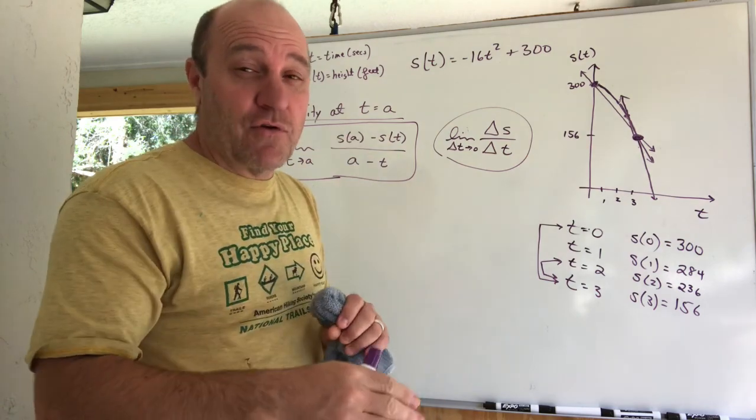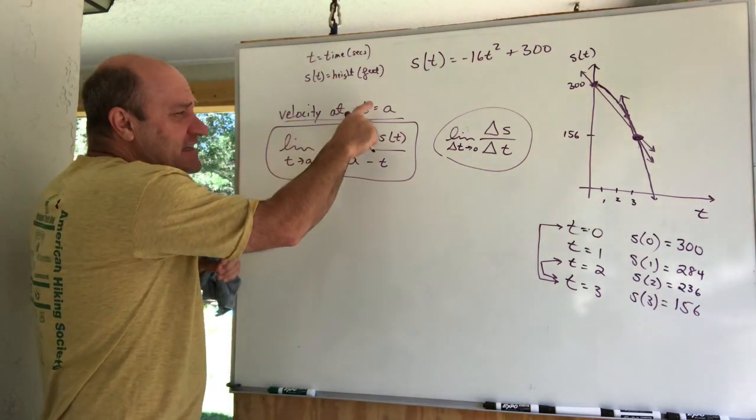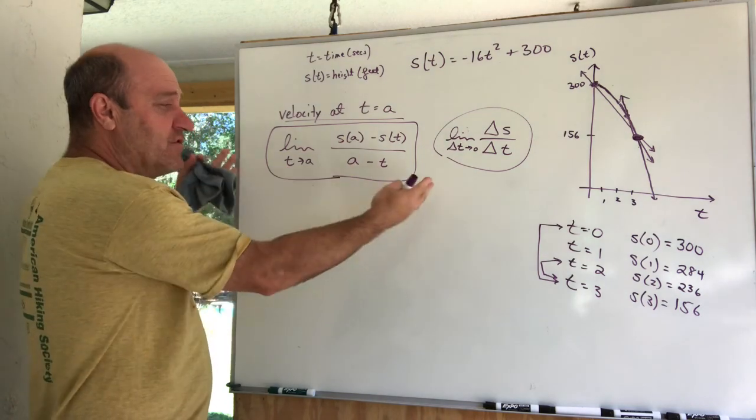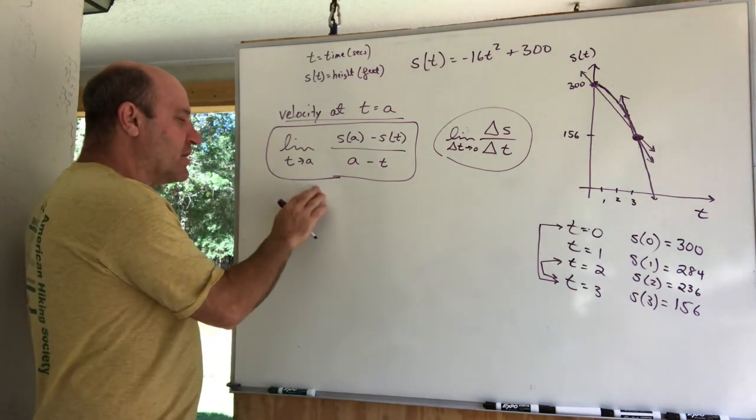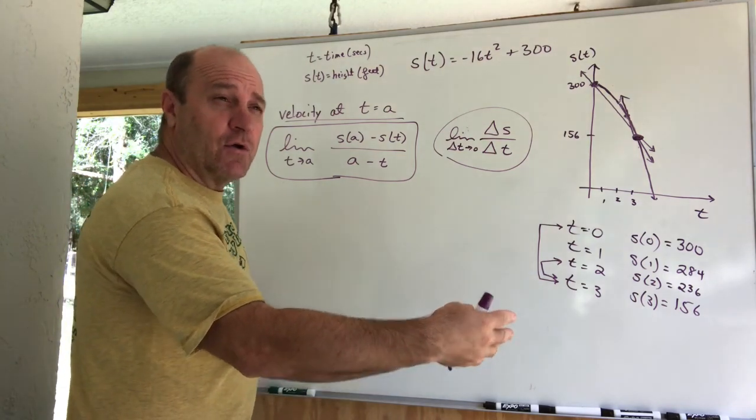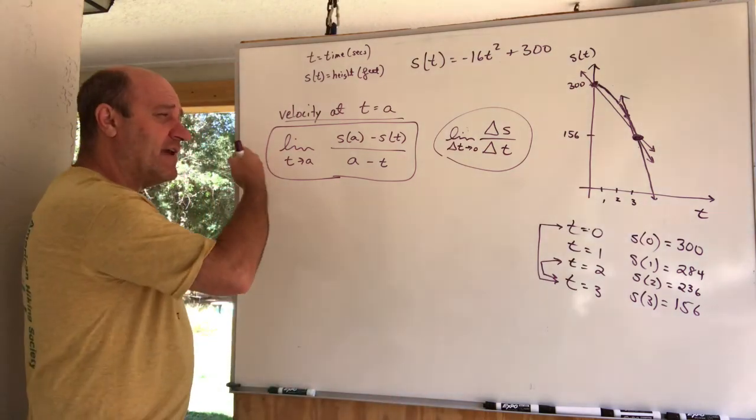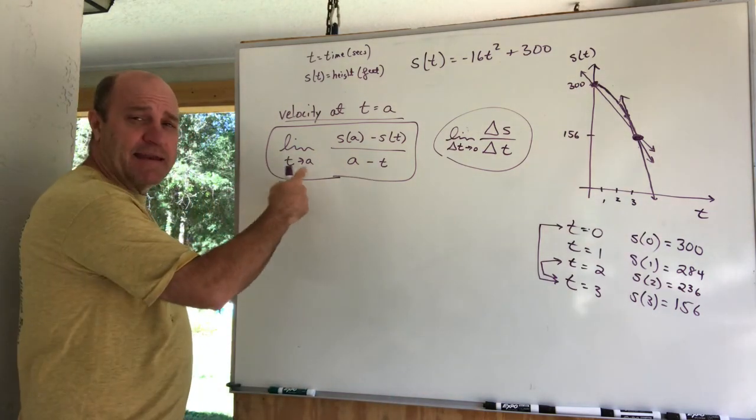That would be damn close to the answer. But I can get the exact velocity at this exact moment if I do this limit. So I can estimate it numerically with some pre-calculus ideas like 2.9 and 3, or I can do it exactly with a limit idea here.